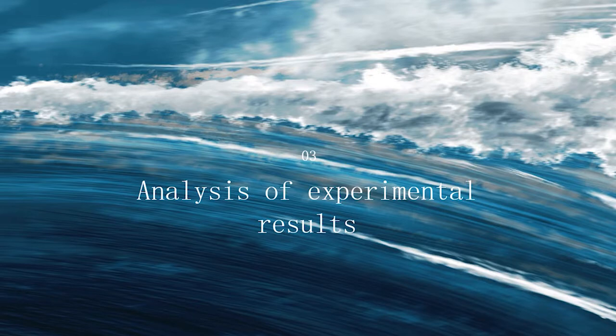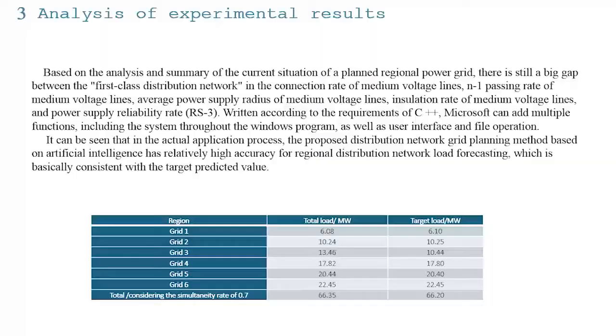The third part is about analysis of experimental results. Based on the analysis and a summary of the current situation of a planned regional power grid, there is still a big gap between the first-class distribution network in the connection rate of medium voltage lines, N-to-1 passing rate of medium voltage lines, average power supply radius of medium voltage lines, insulation rate of medium voltage lines, and power supply reliability rates (RS rate).